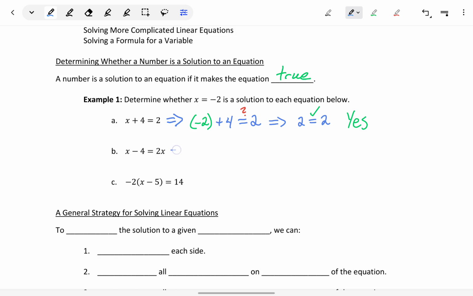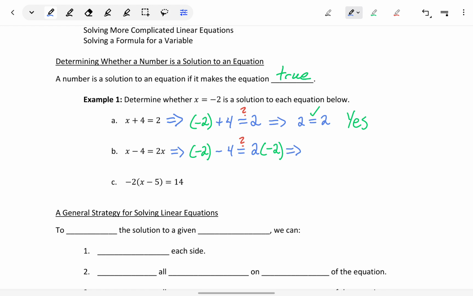We'll do the same thing in part B. We'll plug in -2 everywhere an x occurs in our equation, meaning this equation will become -2 minus 4 equals 2, and we have another x on the right-hand side of the equation, so we'll plug in -2 again. And we'll put that question mark over the equal sign since that's the question we're answering. Is this a solution? Are the two sides of the equation equal after making the substitution?